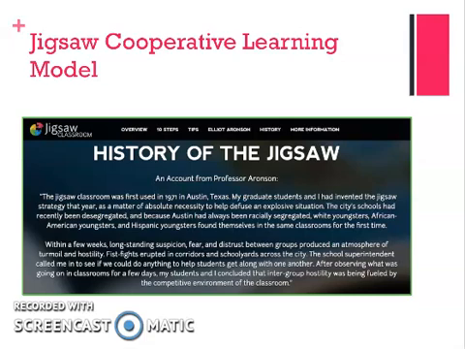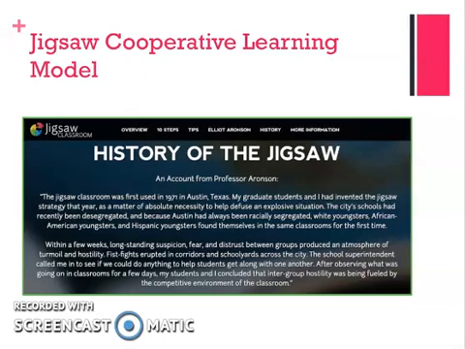So the Jigsaw model by Elliot Aronson was developed in the early 1970s as a way to help students and teachers successfully navigate newly desegregated schools. And if you're in the slides, you can click on this link to Jigsaw Classroom, and it'll give you the full history of the Jigsaw model and the ways in which Professor Aronson and his students conceptualized this model as a way to facilitate positive interdependence between students who hadn't interacted before.